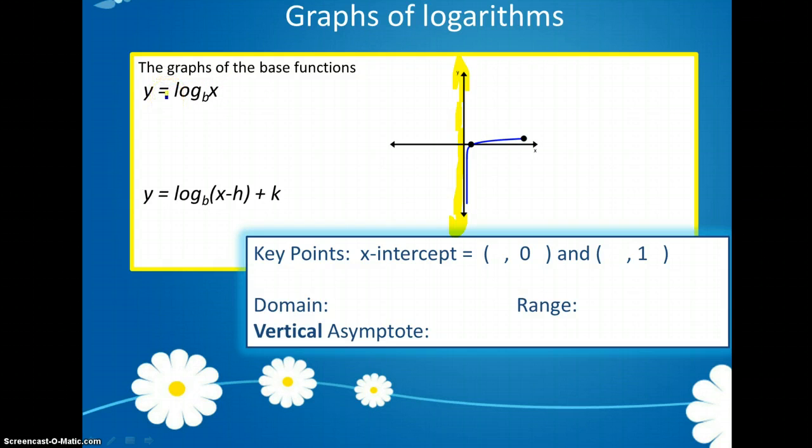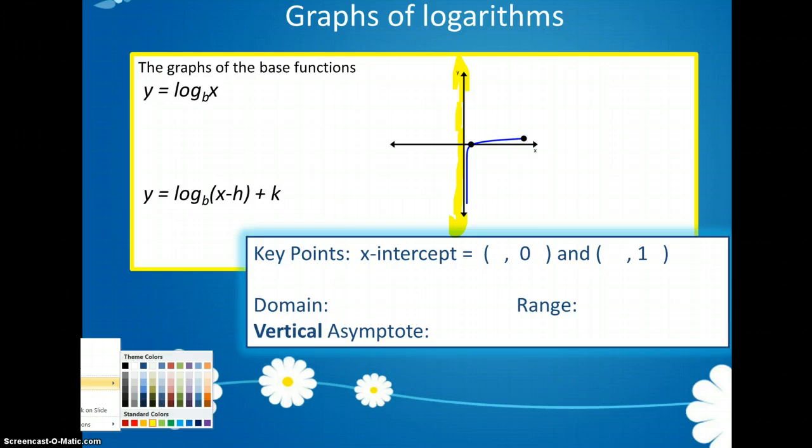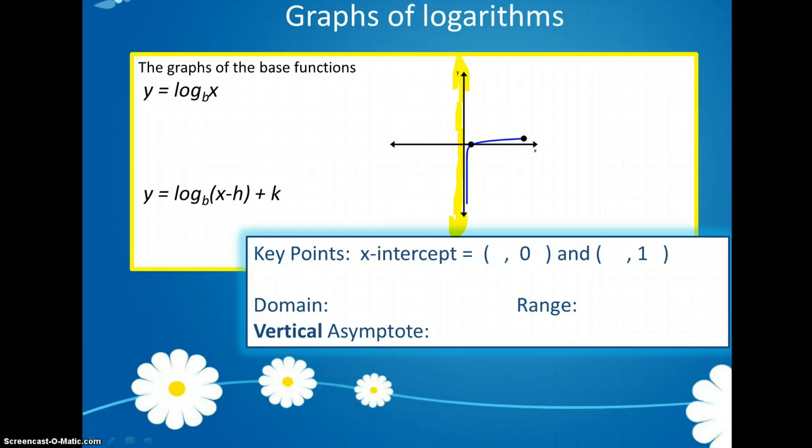What about our general function? Our general function is y equals log base b of (x minus h) plus k, and the k is on the outside of that parenthesis. The h and the k are what we're shifting. I like that the h is still the same horizontal shift as before, and the k is still your vertical shift.